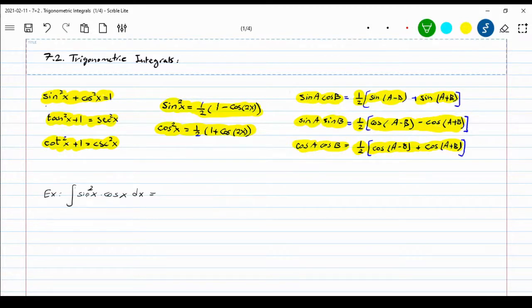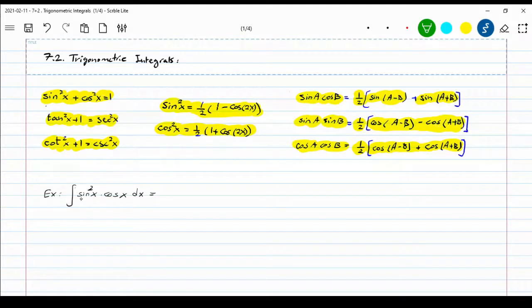Let's say you're given sine squared x times cosine x dx. And through our integration techniques, we can test to see if we can use substitution or simple integration if possible. If that's not possible, then use integration by parts. So in this case, sorry about that, substitution will work easily.